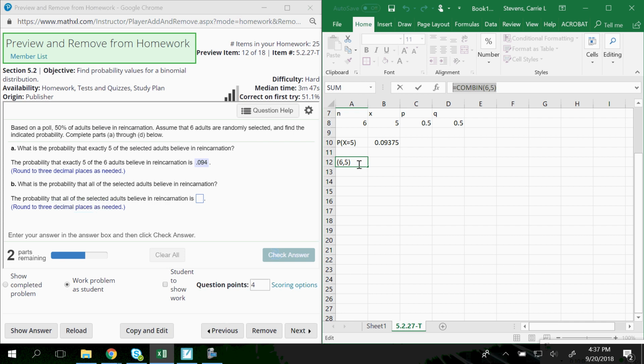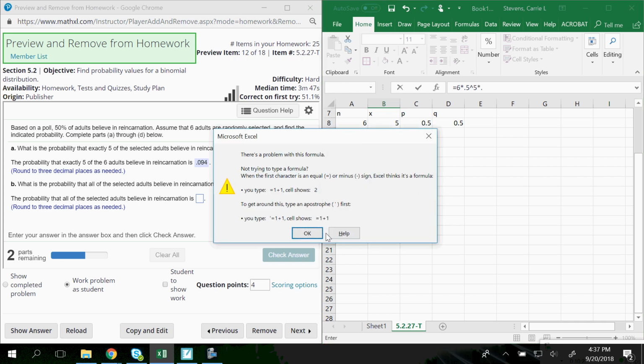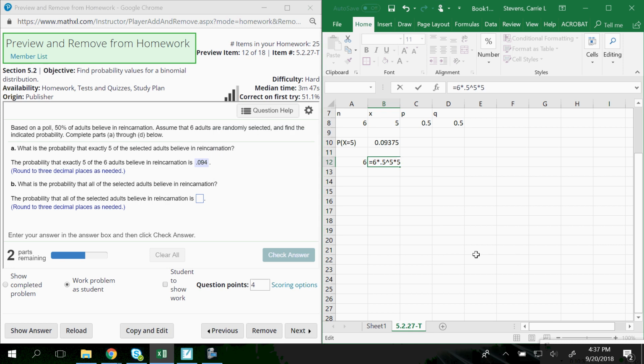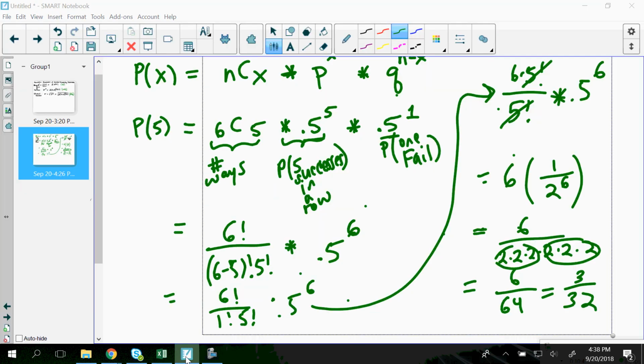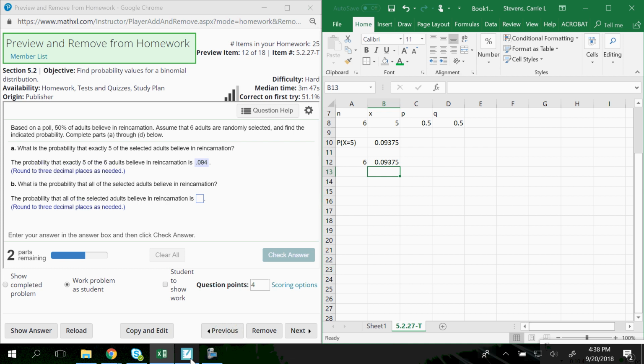I can also do the whole calculation: 6 times 0.5 to the power of 6, or I could have done 6 times 0.5 to the power of 5 successes times 0.5 to the power of 1 failure, or like I said before, what did I say in my calculation? 3 over 32. Yeah. Okay, so just different ways of getting it.